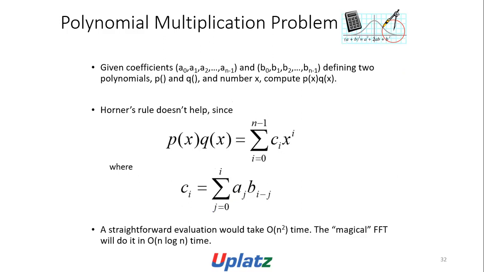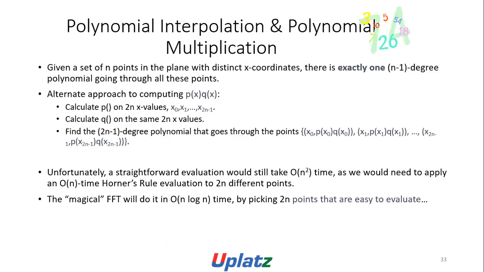Horner's rule does not help, since P(x)Q(x) is the sum for i = 0 to 2n-2 of c_i x^i, where c_i is the sum over j of a_j times b_(i-j). A straightforward approach will take order n squared. The magical FFT will do it in order n log n time.